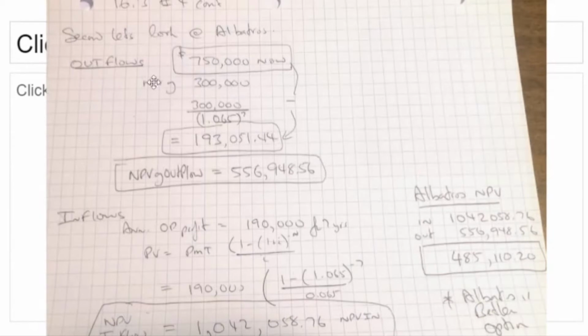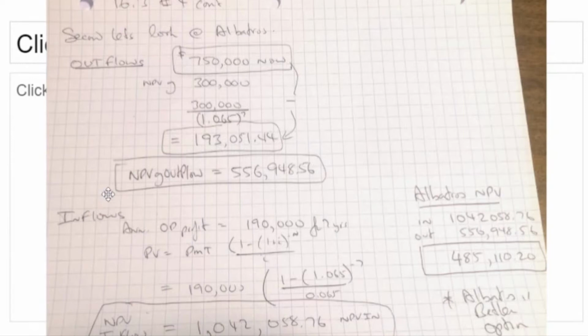So the Albatross has $750,000 going out that you need to pay for it with, and at the end when you sell, it's going to get $300,000 back. So we do the same basic calculation. $750,000 now is $750,000, $300,000 in 7 years at the current rate is $193,000. So the net cost of the airplane is $750,000 less the trade-in value currently, $195,300. So the net present outflow of buying that plane is $556,948.